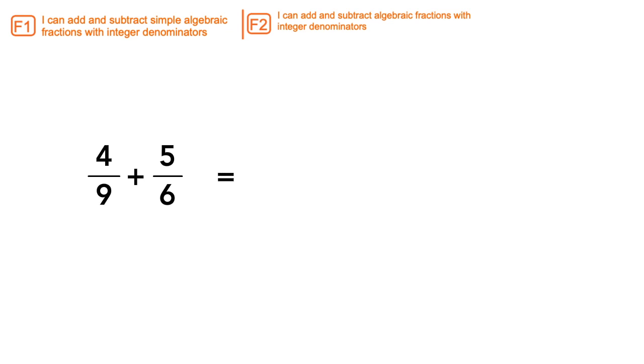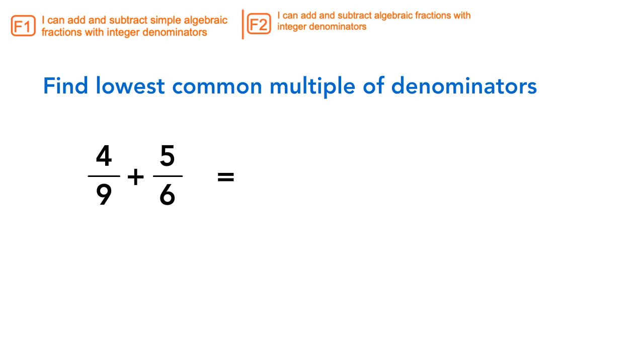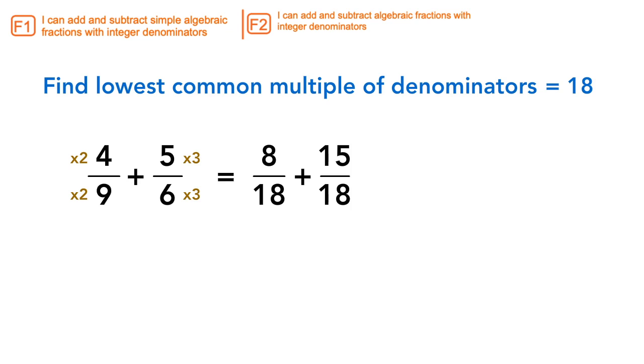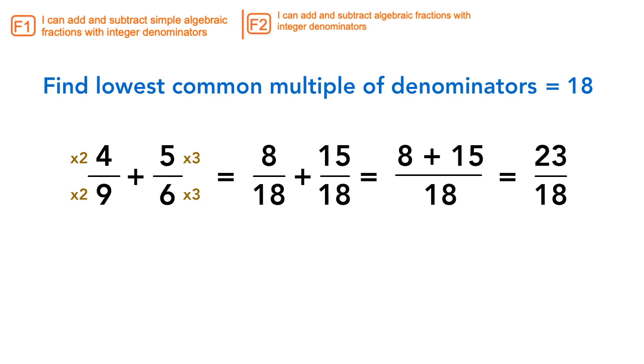We begin by finding a common denominator, preferably the lowest common multiple. The lowest common multiple of 9 and 6 is 18. 9 is multiplied by 2 to give us 18, and to keep the fraction equivalent, 4 is also multiplied by 2. 6 is multiplied by 3 to give us 18, and to keep the fraction equivalent, 5 is multiplied by 3 as well. Now the denominators are the same, we can add the numerators together. The final answer is 23 over 18.